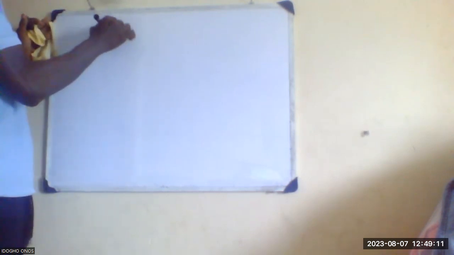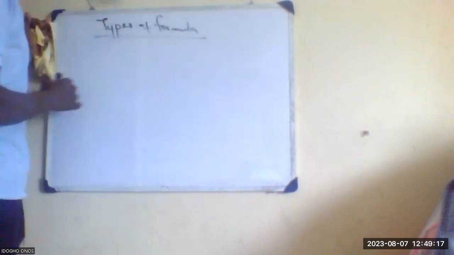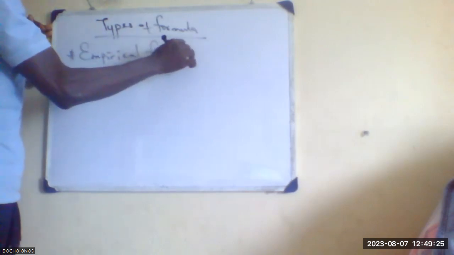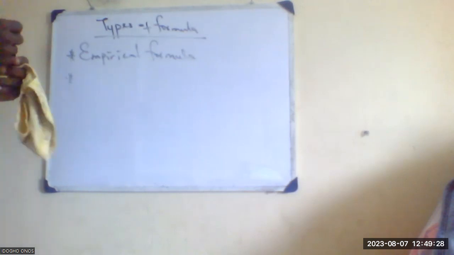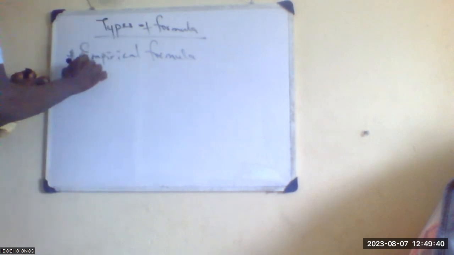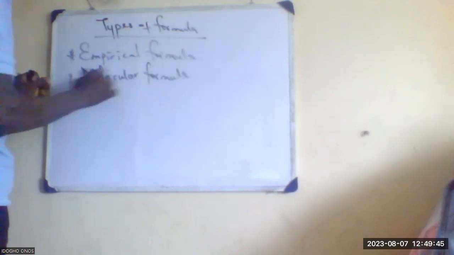There are basically three types of formulas. Let me start with one: empirical formula. Then you can help us with another one. Types of formulas, there are three. I've listed one already, empirical formula. Molecular formula. Okay, thank you. And the last one.